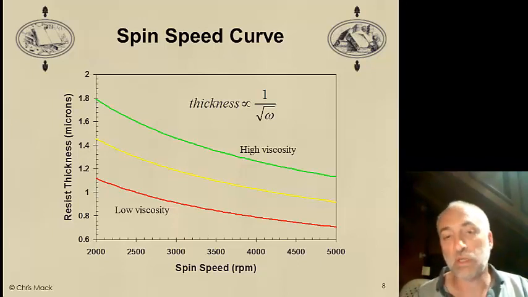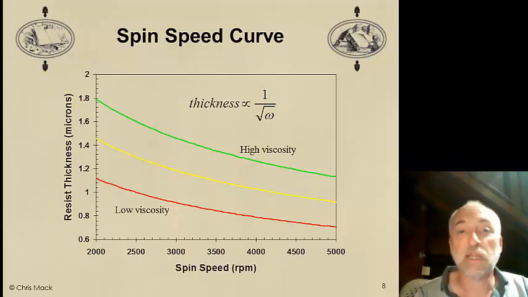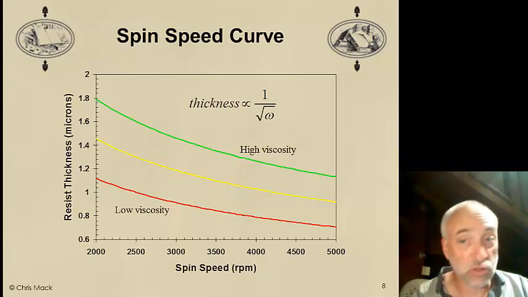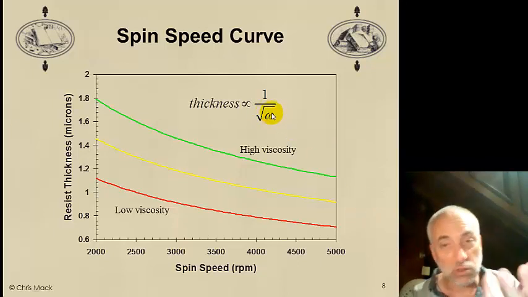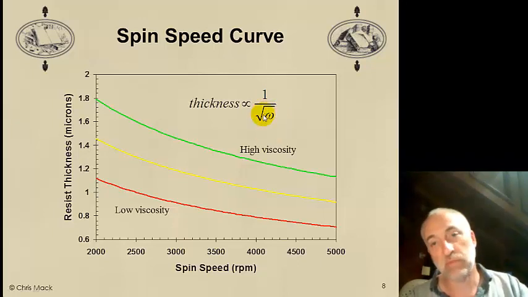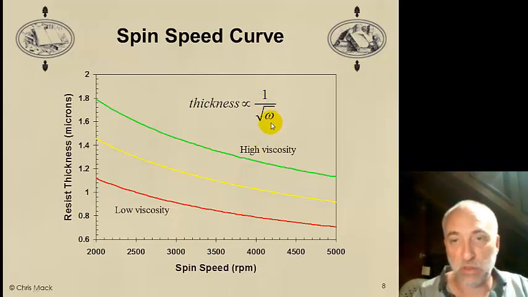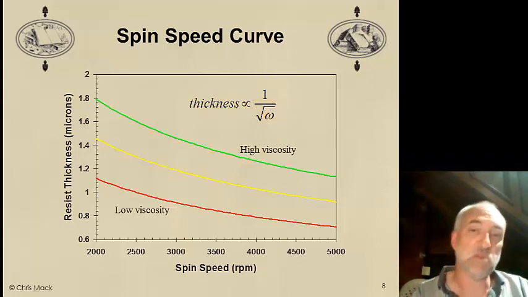Spin coating also controls the final thickness, and this is a very simple and important relationship. The thickness of the resist coated onto the wafer is proportional to 1 over the square root of the spin speed. So this omega is the rotational spin speed, in RPM, for example, or some other units. And thickness is directly proportional to 1 over the square root of the spin speed.